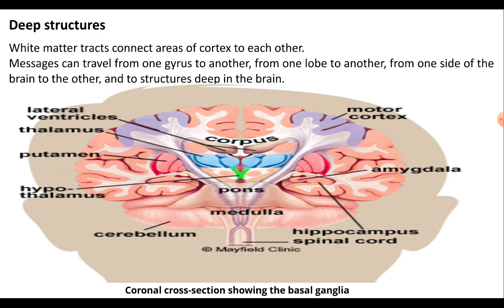Coming to the deep structures of the brain, they are nothing but the pathways called the white matter tracts, where these white matter tracts connect the areas of the cortex to one another. As a result, the messages can travel from one gyrus to another, from one lobe to another, from one side of the brain to the other side. This picture shows the white matter tracts bringing the connection with the other areas of the cortex of the brain.